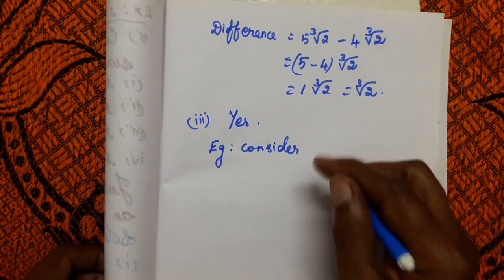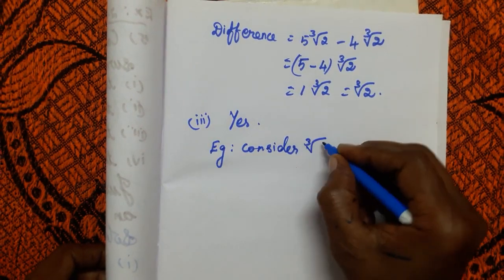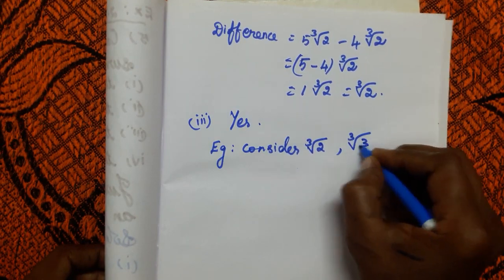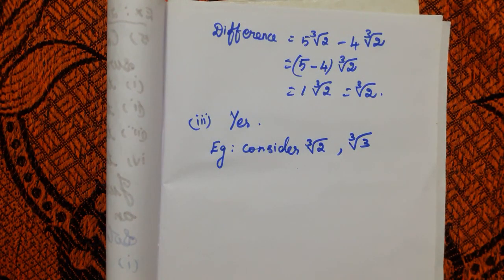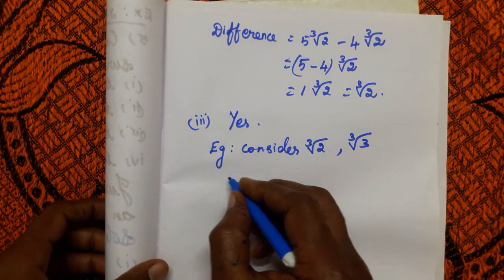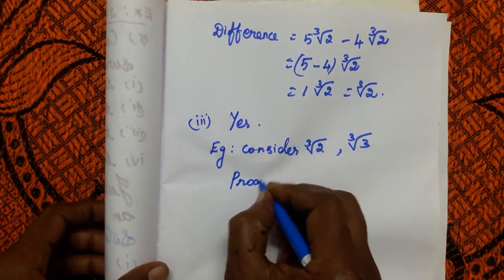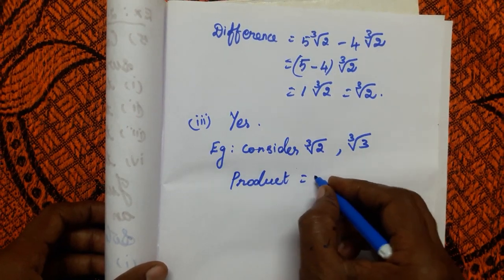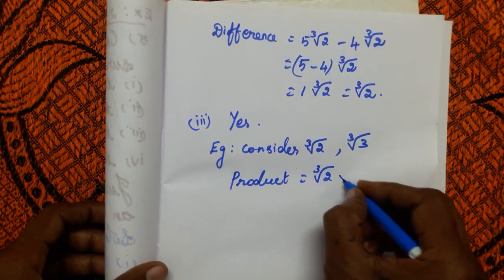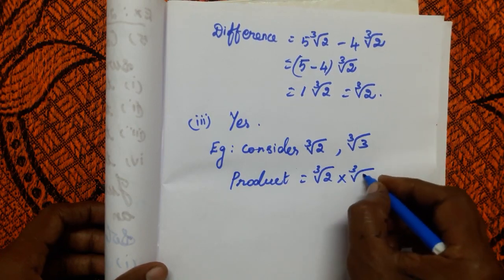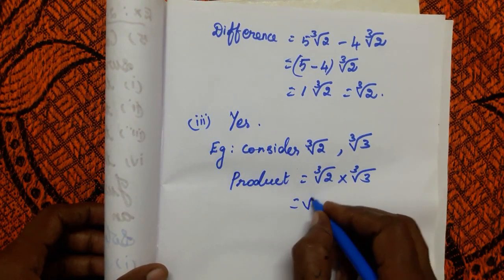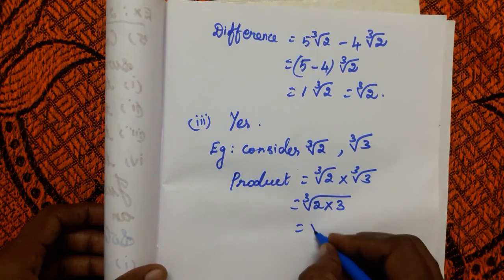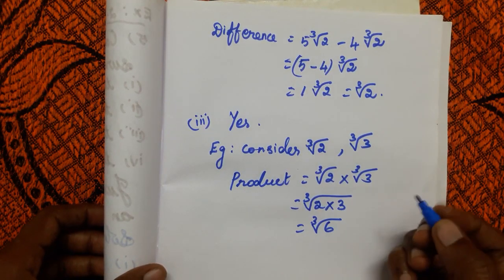You can give another example also. Cube root of 2, cube root of 3. We are finding the product. The product is equal to cube root of 2 into cube root of 3, which is equal to cube root of 2 into 3, which is equal to cube root of 6.